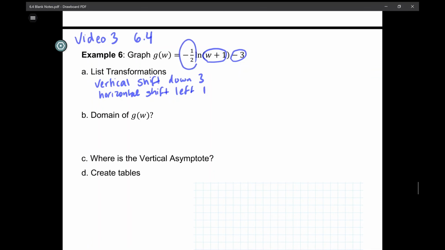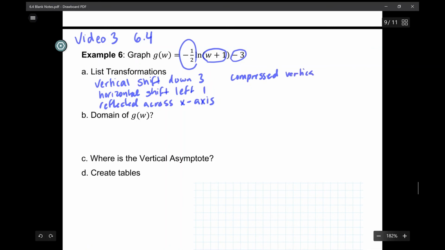And I see, well, it's negative, so that means it's reflected across the x-axis. And it's a factor of 1/2, so the absolute value is less than 1. So that's going to be compressed vertically by 1/2. Okay, so those are our transformations.